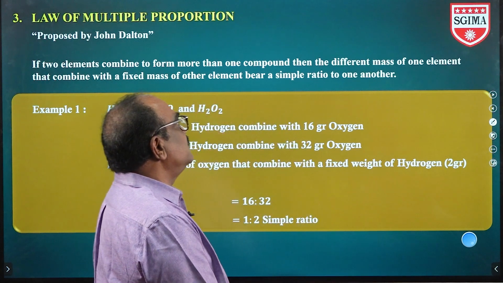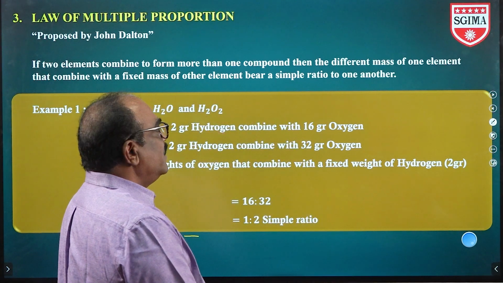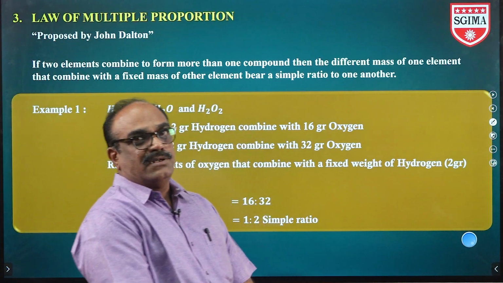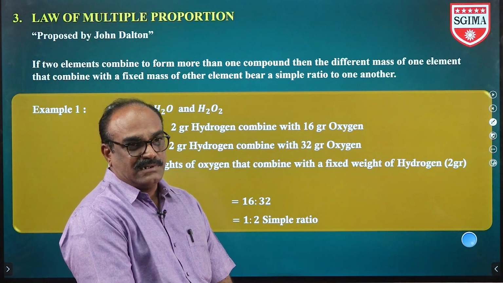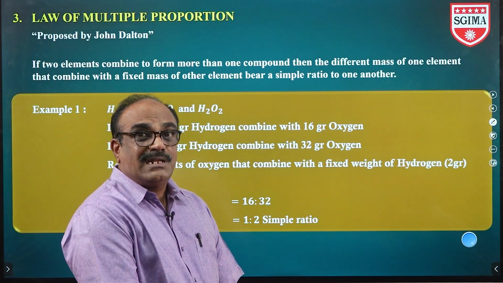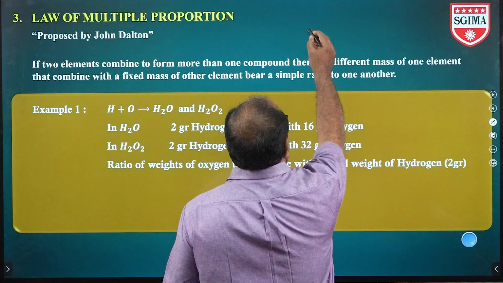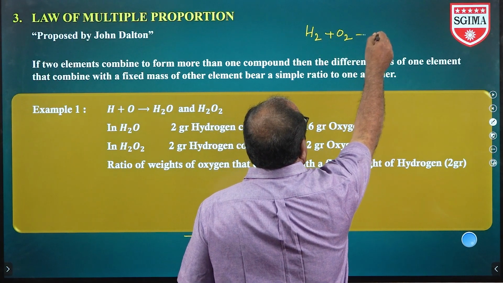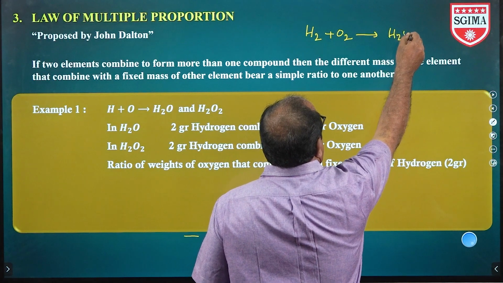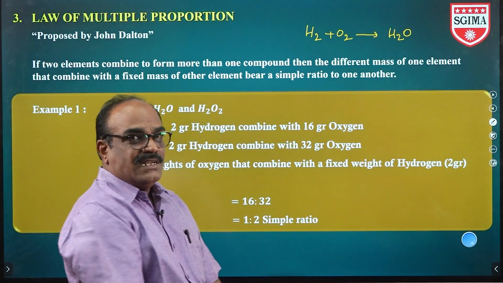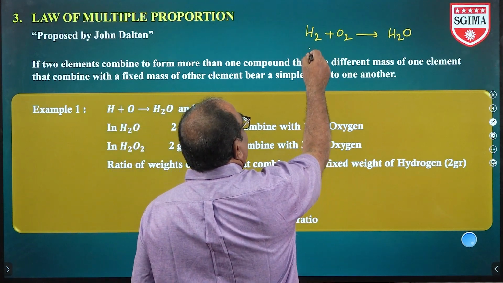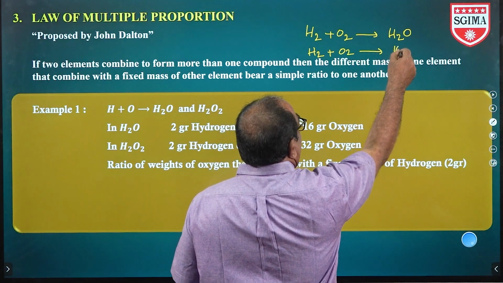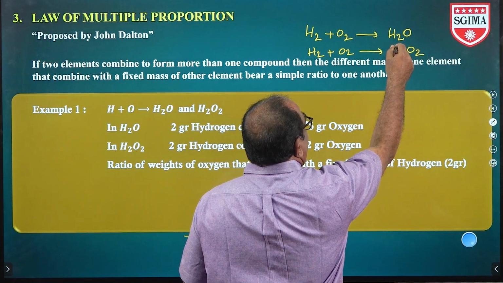The next law is usually called the law of multiple proportions. The law of multiple proportions means two elements combine to produce more than one chemical compound. For example, hydrogen combining with oxygen to produce water is the first reaction. The same hydrogen and oxygen, if they combine in a different proportion by weight, can even produce hydrogen peroxide.